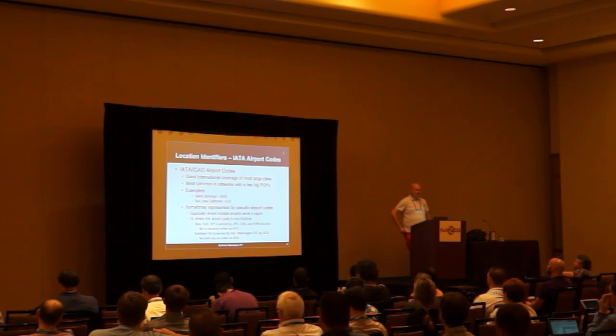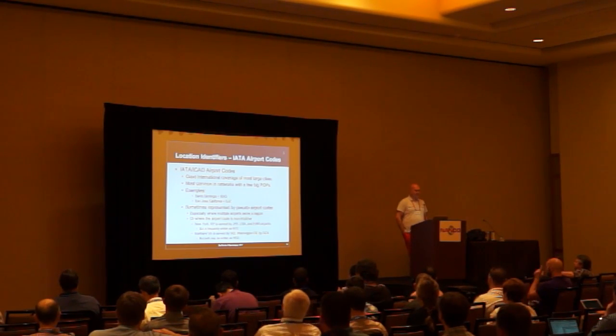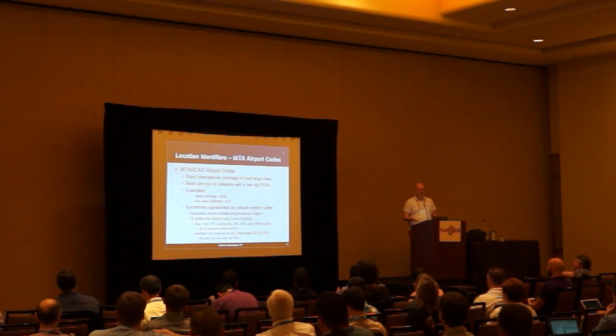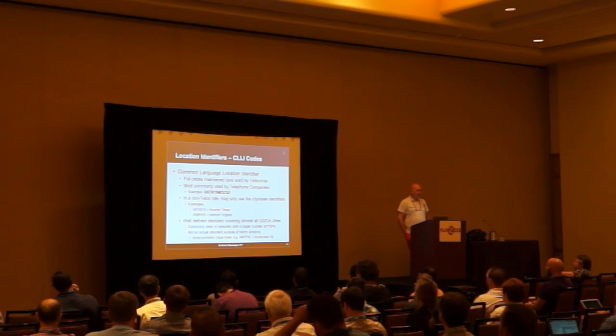And then the other one that you see is a lot of airport codes are based on historic names. For example, Northern Virginia is served by IAD, which is not immediately obvious. Dulles Airport, it's not immediately obvious that that's Northern Virginia. So sometimes people just write it out as something like WDC or something else that's easier to identify for the layman. CLLI codes are common language location identifiers.